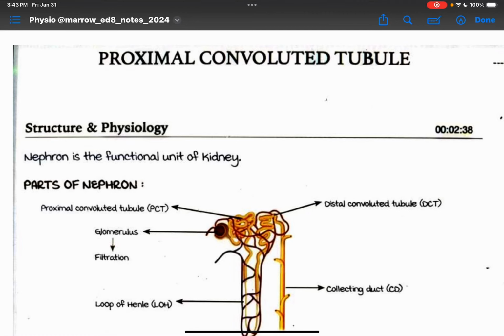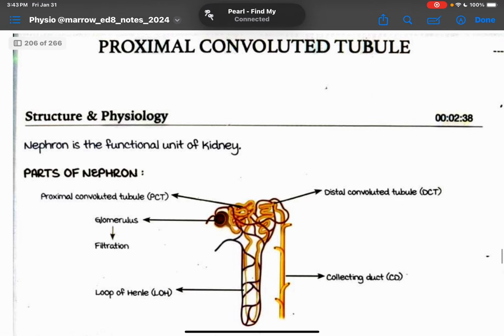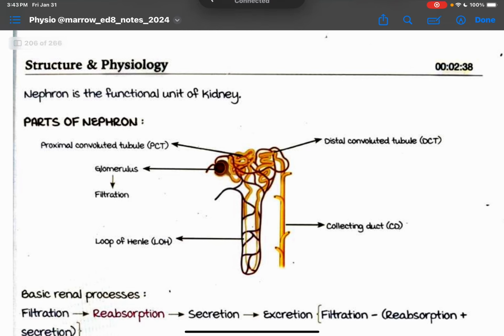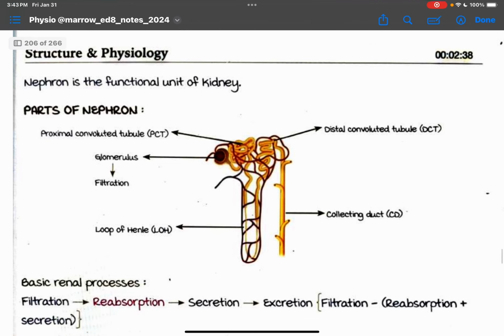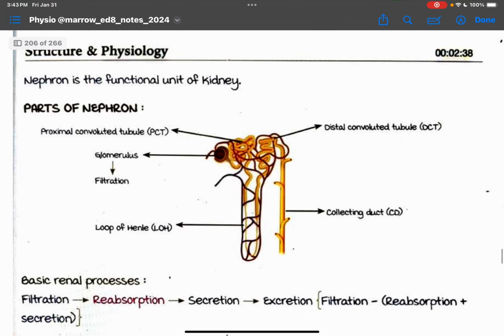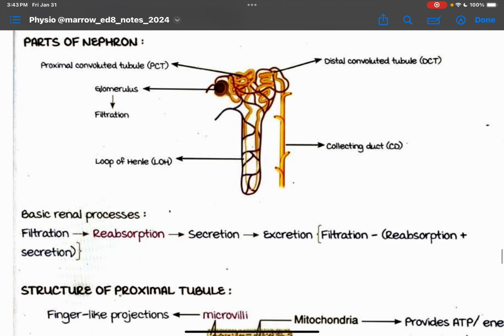Proximal convoluted tubule, structure and physiology. Nephron is the functional unit of the kidney, and the parts of the nephron are the proximal convoluted tubule, distal convoluted tubule, and collecting duct. In between them are your glomerulus and loop of Henle.